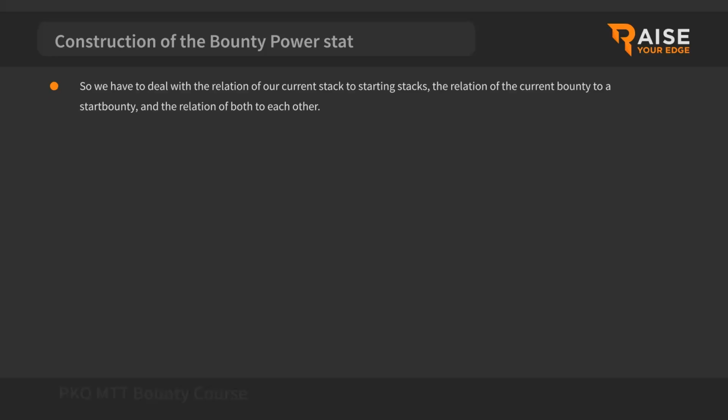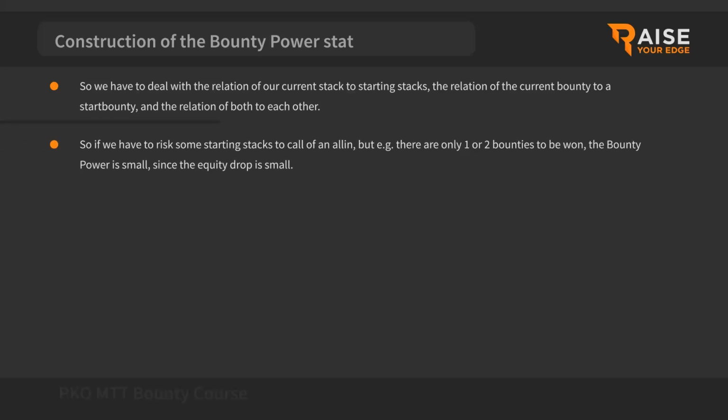And for the construction of the bounty power stat, we want to have some conditions. So the first condition should be that if we are risking some starting stack to call off an all-in, but there are only 1 or 2 bounties to be won, the bounty power value should be small since the equity drop is small. We want to have this easy connection, small number, small equity drop.